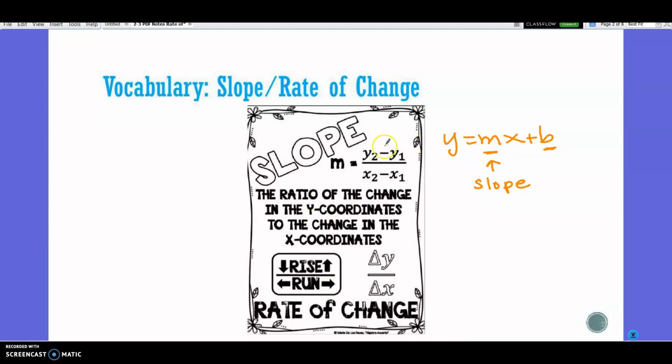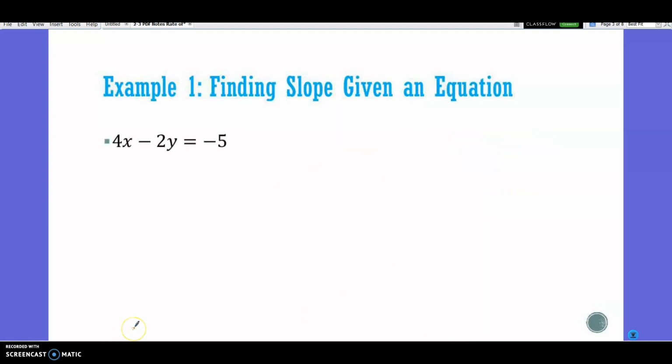You can also find it using a table of values or looking at rise over run if you have a graph. But the slope and rate of change are synonyms. Okay, so example 1, finding slope given an equation. If you have an equation, I would turn it into slope-intercept form, y equals mx plus b, and then look for the value of m. So I'm looking for the number in front of x once it is in that form.